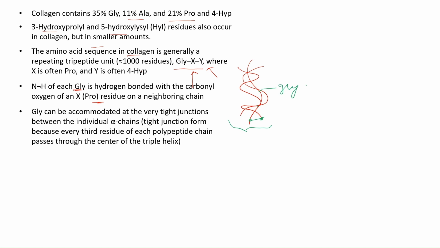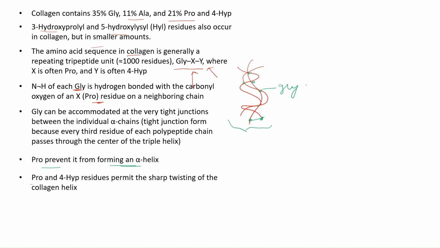That's why every third amino acid or every third residue of each polypeptide chain is a glycine. And mostly glycine is found in these turns where two polypeptides are twisted among each other. In that twisting point, the glycines are found. Because in that small gap, only glycine is the amino acid that can fit there. Now, proline prevents it to form alpha helix, that is the right-handed. So that prevention is performed by proline.